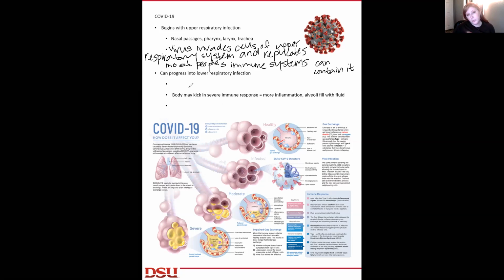So an upper respiratory infection can then progress into a lower respiratory infection. And this is where you're going to have something called goblet cells targeted. And these goblet cells produce mucus. And so you get an increase in mucus production.